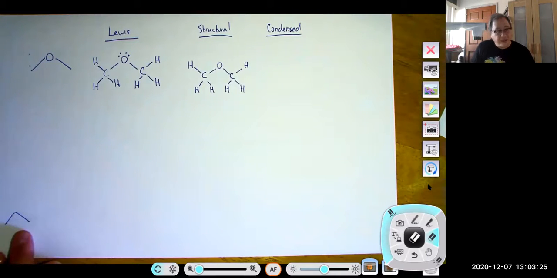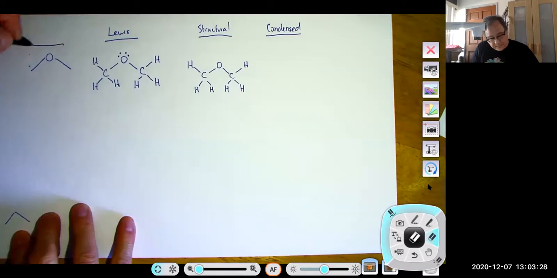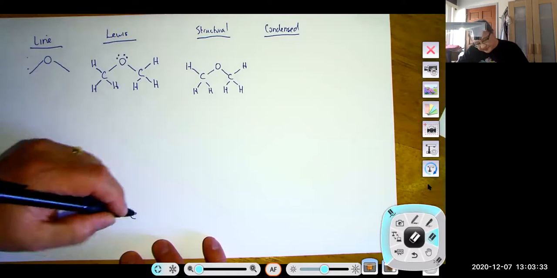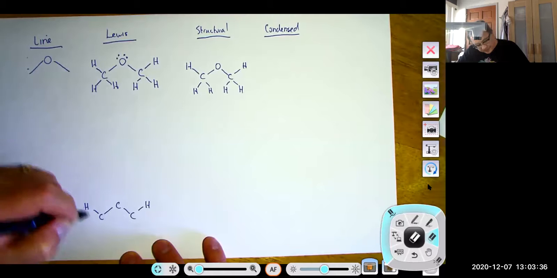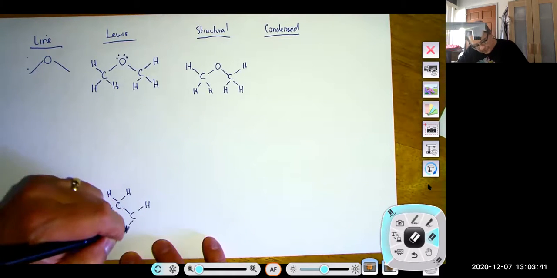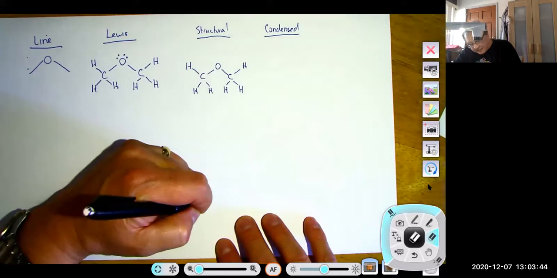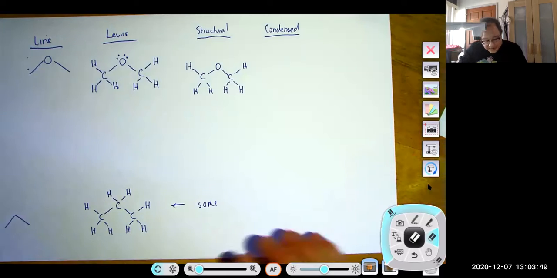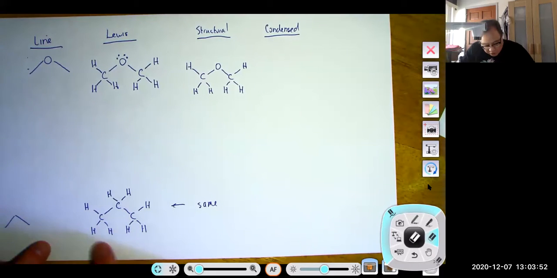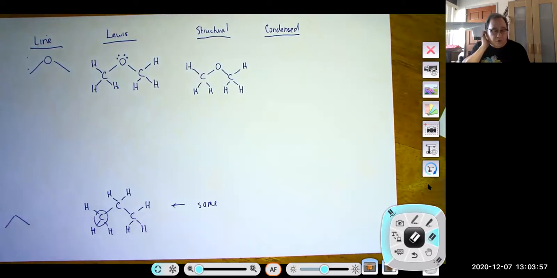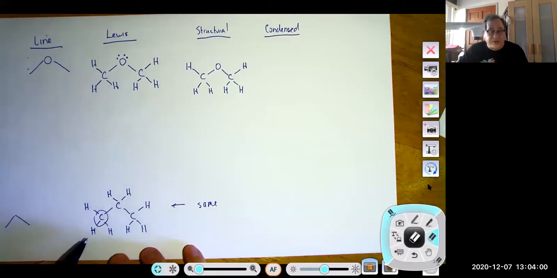So this is a line drawing. And the Lewis structure is going to look like this. The structural formula is the same. Why is the structural formula the same? No lone pairs. Now the condensed formula, you start with a branching atom. So that's an atom that is bonded to two or more other atoms. This hydrogen is not branching, it's only bonded to one other atom. So we're going to start with this guy.